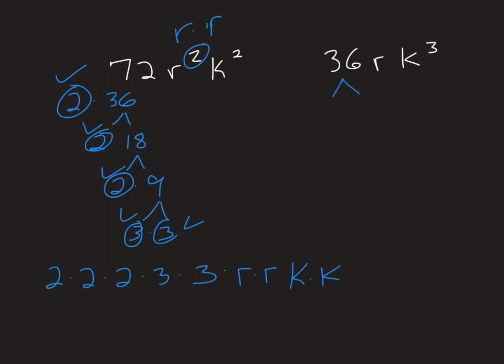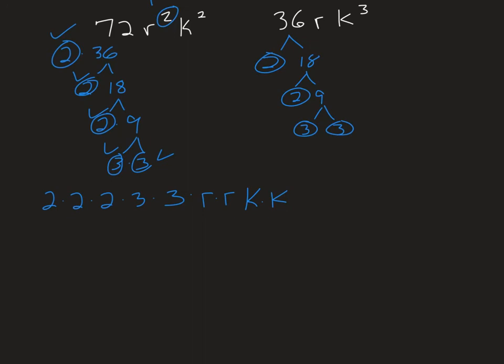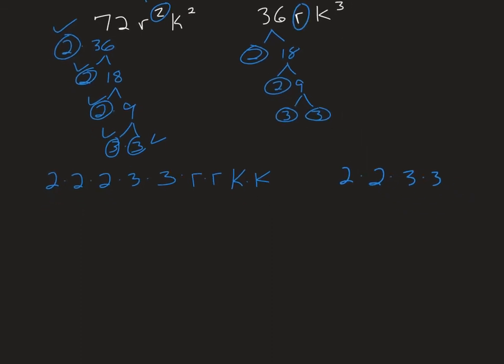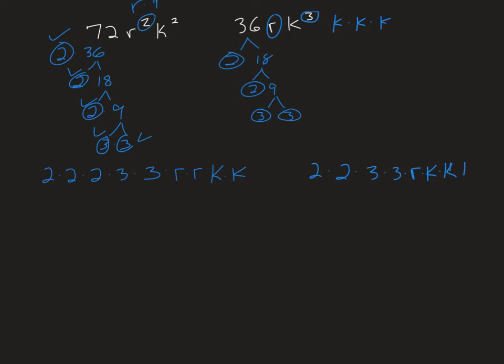So 36, we're going to get 2 times 18. We kind of already did this one, right? 2 is prime. So now I've got 2 times 9. And once again, I'm going to factor it into 3 times 3. So the fully factored form of 36 is going to be 2 times 2 times 3 times 3. There's only one R there. So the fully factored form of R is, of course, just going to be R. And then K to the third is the same thing as K times itself 3 times. So the fully factored form will be K times K times K.